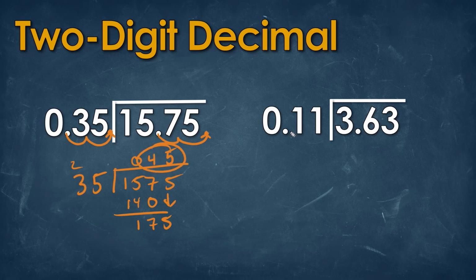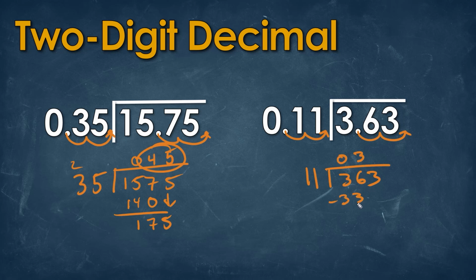Now again, we have 2 decimal places, so we need to move this over 2 spots. And we do that on the same over here. So now we have 11, and that's going to be divided by 363. How many times does 11 go into 3? That's 0 times. What about 36? That will go 3 times.